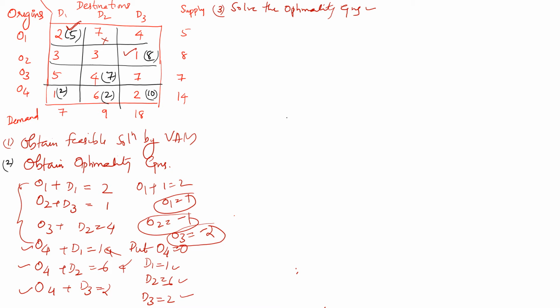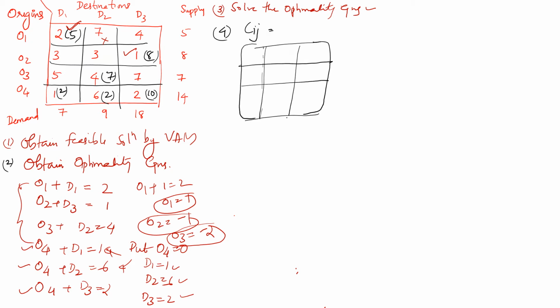Next step is we need to write Cij matrix. Just check how we will be writing Cij matrix. Okay, Cij matrix. I'm going to write Cij matrix. It's concentrated here, else you will be getting doubts.